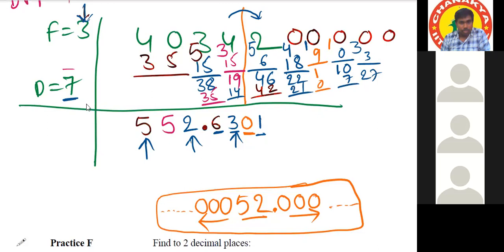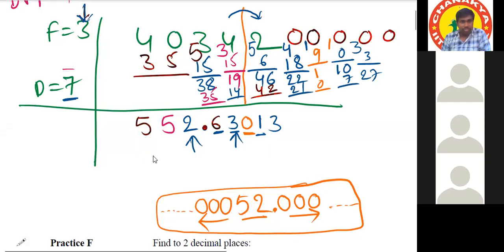9 times? No, 7 9s are 63. 3 times, sir. 7 3s are 21. 7 4s are 28, which exceeds that number. So 7 3s are 21. I think we got our answer now.